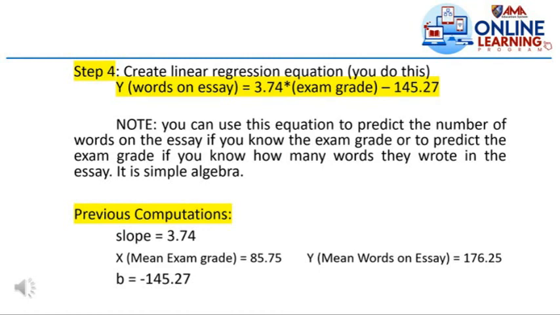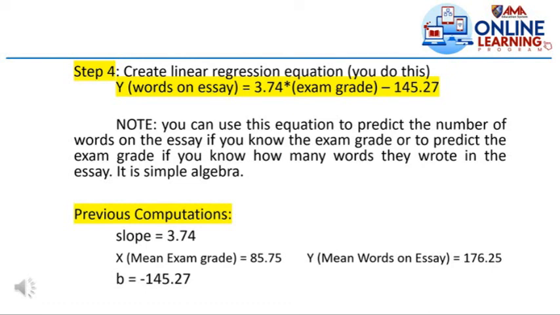Then step 4, create the linear regression equation. So y, words in essay, is equal to 3.74, the slope, times the exam grade or the variable x, minus the intercept 145.27. Or that is y is equal to 3.74x minus 145.27. So note, you can use this equation to predict the number of words in the essay if you know the exam grade, or to predict the exam grade if you know how many words they wrote in the essay. It is simple algebra. So we can manipulate this if the given is the exam grade or the given is the words in essay.